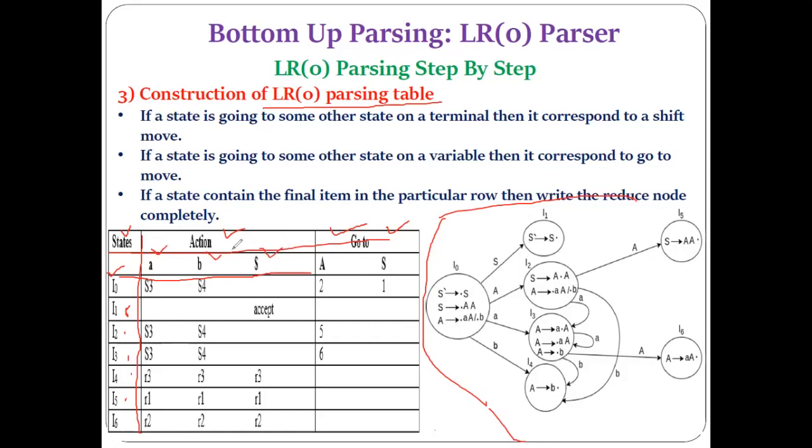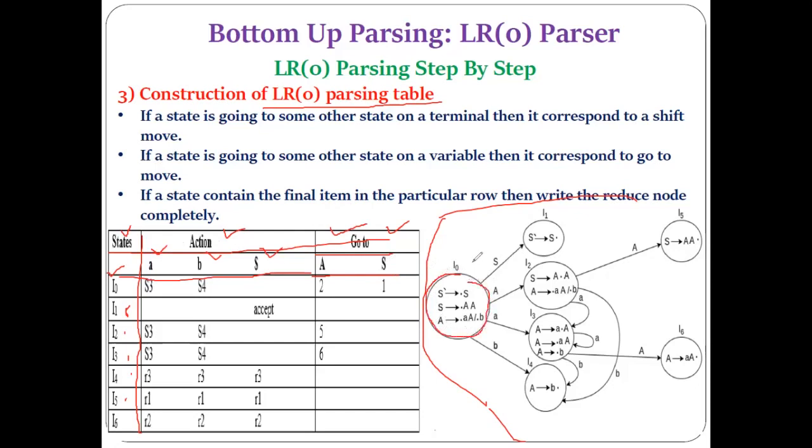Okay, so in the action part, what you have to mention? The terminal symbols. And in the goto part, you have to mention the non-terminal symbols. So in case of our grammar, we have the non-terminal symbols A and S. Okay, this is done. Next thing, now let's see how to add the entries. Okay, now we start from the I0 state.